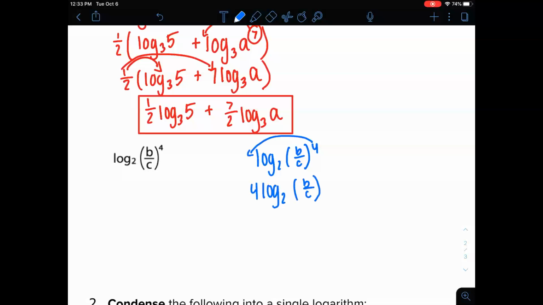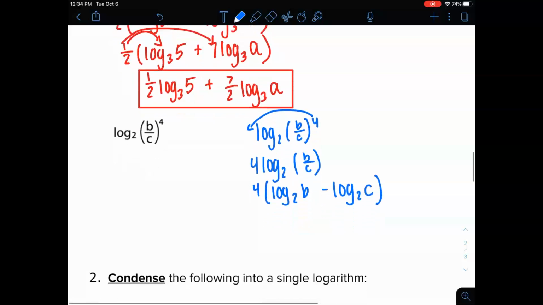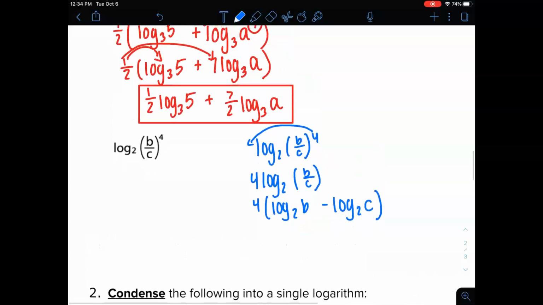Now again, we can separate this log base 2 of b over c by using our subtraction rule, but we have to remember that 4 acts on both of them, so we have to put that outside of our parentheses. All right, minus, because it's a division sign, log base 2 of c. Yes, again, order is important. It has to be b first, then c, because it tells you numerator, then denominator.